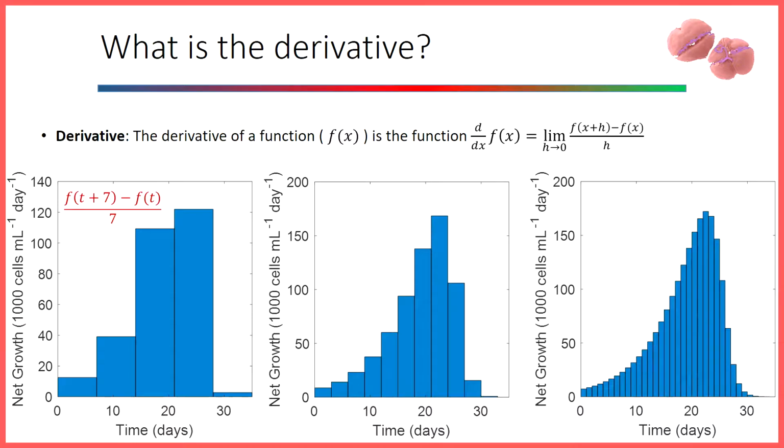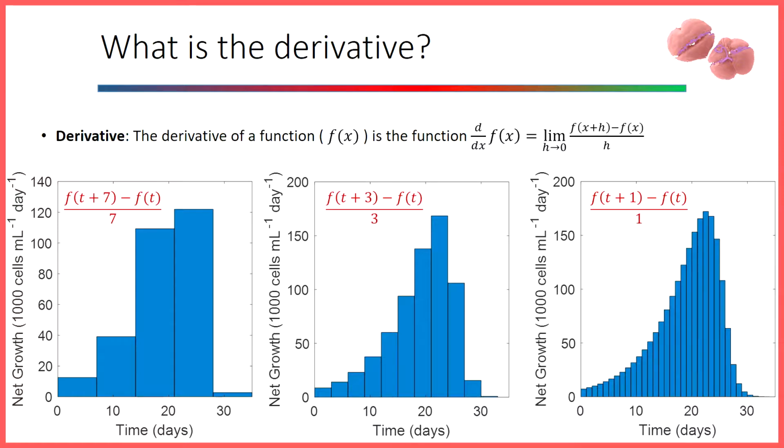Or in our math speak, we computed f of t plus 7 minus f of t, divided by 7. In the second plot, with our measurements made every 3 days, what we really computed is the abundance at time t plus 3 minus the abundance at time t, all divided by 3. Or in other words, f of t plus 3 minus f of t, divided by 3. And in our third growth rate plot, we made measurements every day and computed the growth rate as f of t plus 1 minus f of t, divided by 1.